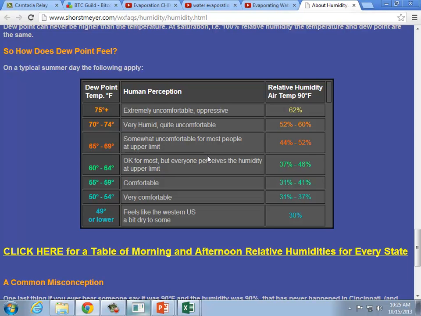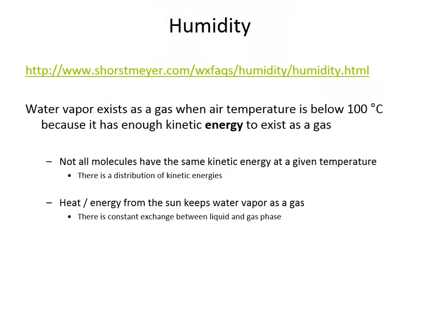If you want to read through this article, it's pretty interesting but very long, talking about the relationship between dew point and relative humidity. And the main point that it makes is that when water vapor exists as a gas below 100 degrees Celsius, the reason is that it has enough kinetic energy to exist as a gas. Now, it's only above 100 degrees Celsius that water boils.